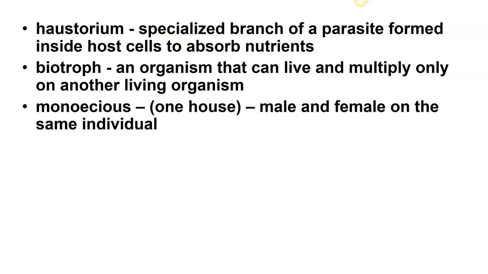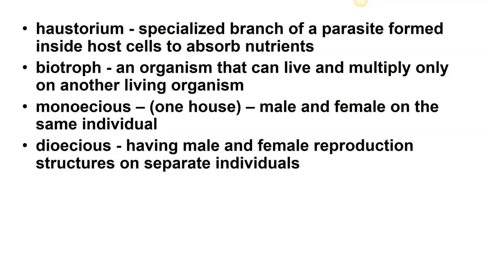We have monoecious. Now, this is a term that we use when we talk about plants and the way the seeds are produced. Monoecious basically means one house: male and female flowers are on the same individual. You can compare that to dioecious, where male and female reproductive structures are on separate individuals. So you actually have male individuals and female individuals. Some of these parasitic seed plants can be male, some are female. Sometimes we've got male and female on the same individual. Sometimes we've got perfect flowers, which means we have everything together.